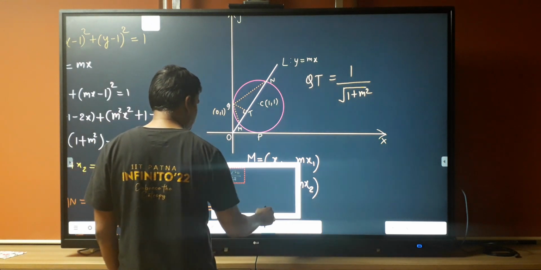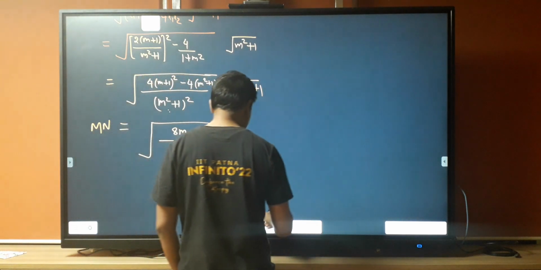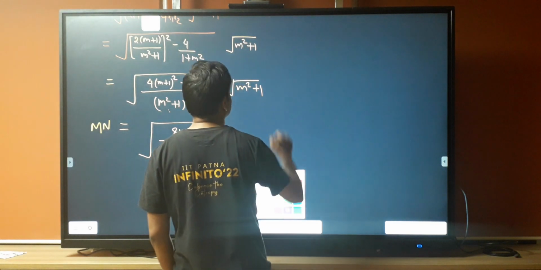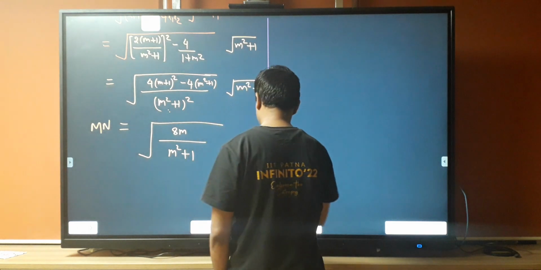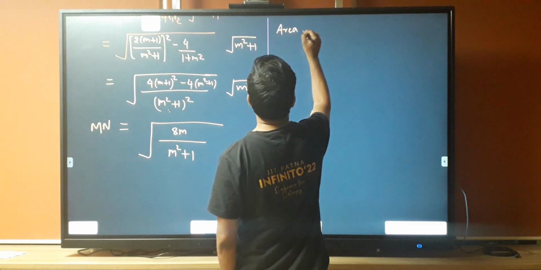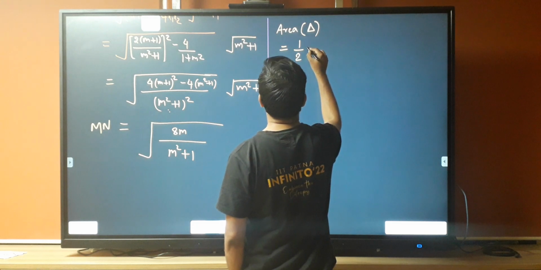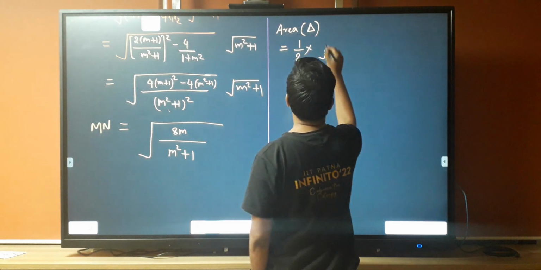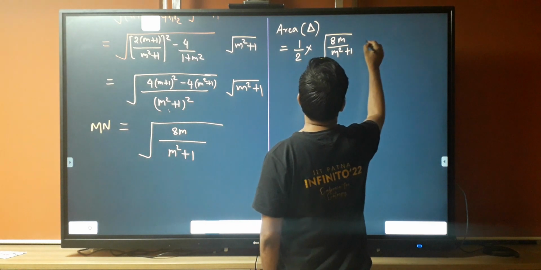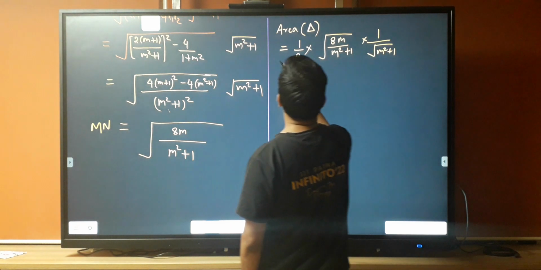So coming to the question, now I want to find the area of the triangle. Let me denote it as delta. So area can be written as 1 by 2 into base into height. So base is this thing, root under 8m by m square plus 1, and the height was 1 upon root under m square plus 1. So this is the area, that is delta.